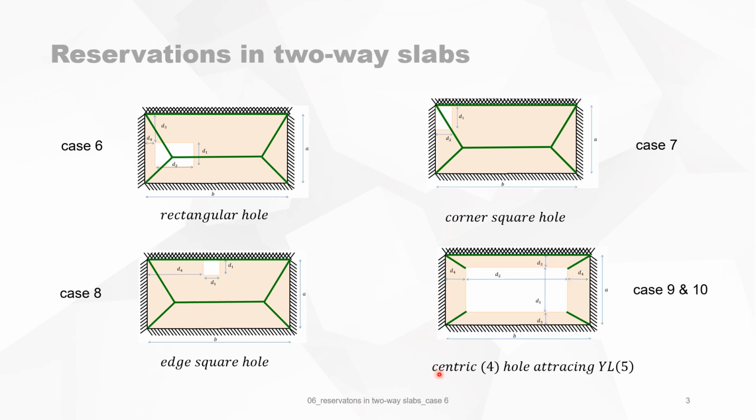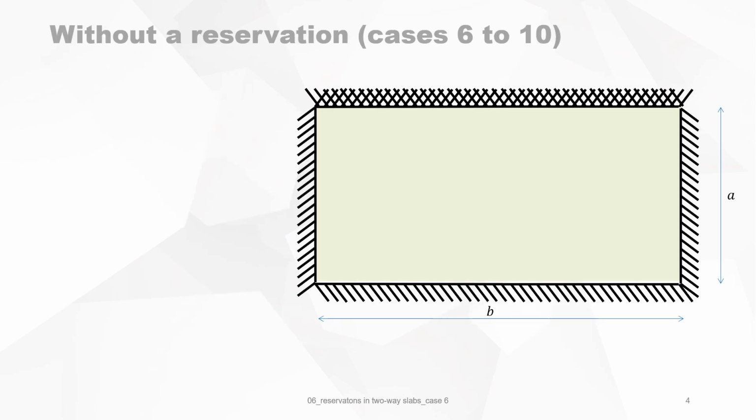And case 9 and 10, it's the centric hole, or a centric hole which is extracting yield lines. So this video is about case 6, where the slab is fixed on top and on the 3 other sides it's simply supported.